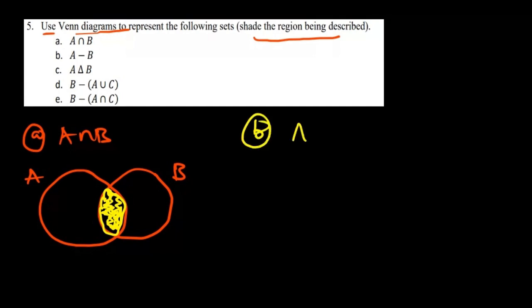They're saying A minus B. So A minus B, we say it's the same as A intersection B complement. So what does that mean? It just means shade the part of A that is not in B.